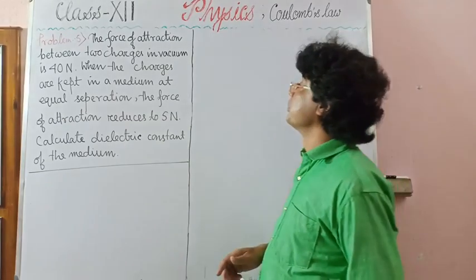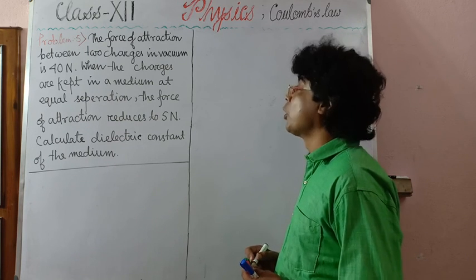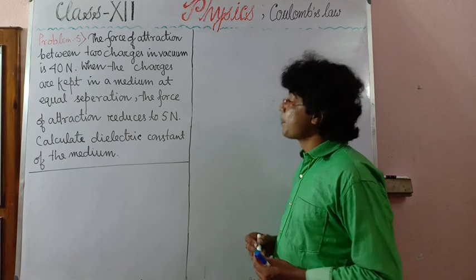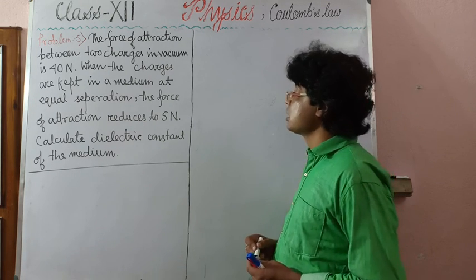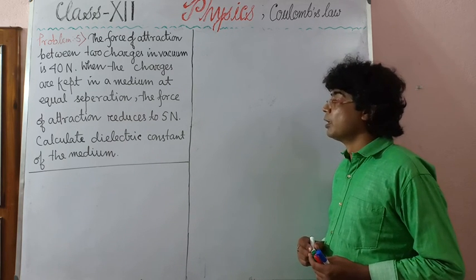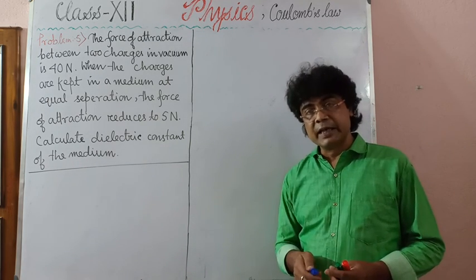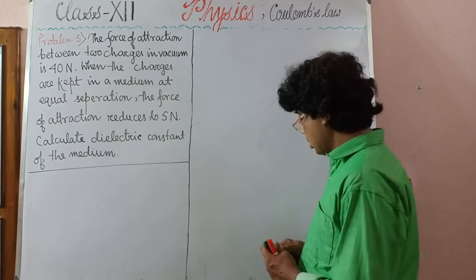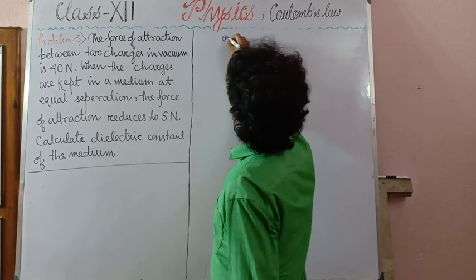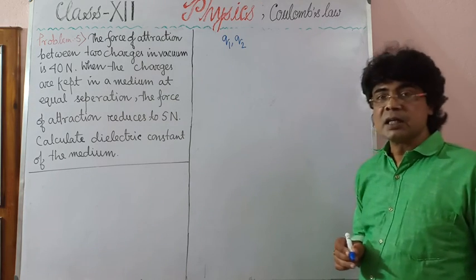Now, problem number 5. The force of attraction between two charges in vacuum is 40 Newton. When the charges are kept in a medium at equal separation, the force of attraction reduces to 5 Newton. Calculate dielectric constant of the medium. Suppose dielectric constant of the medium is capital K. We consider the charges are Q1 and Q2 and separation between the charges is R.